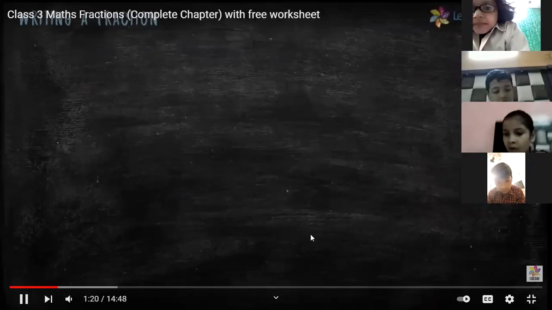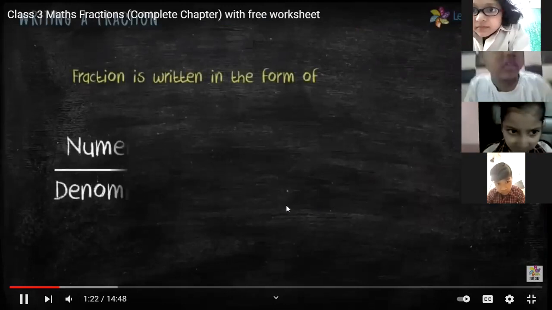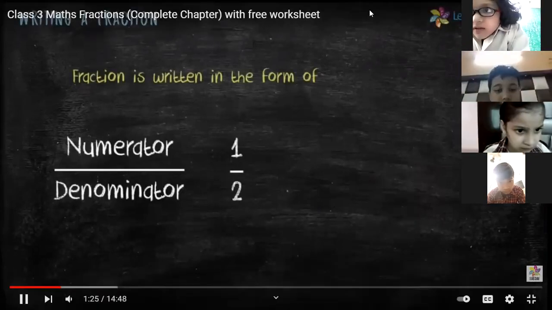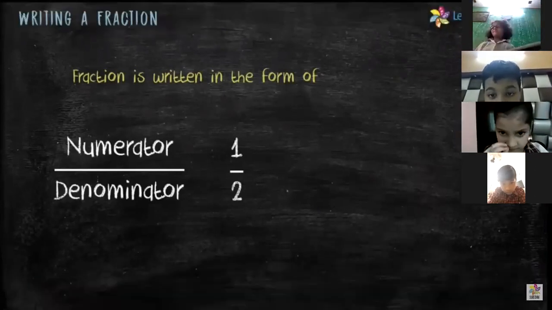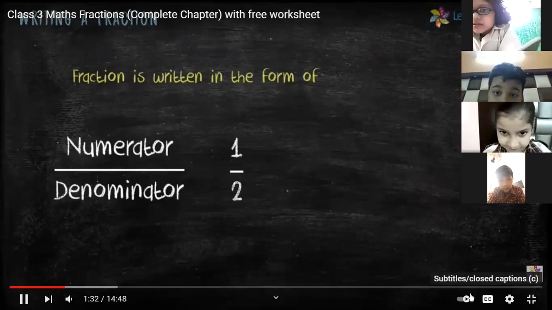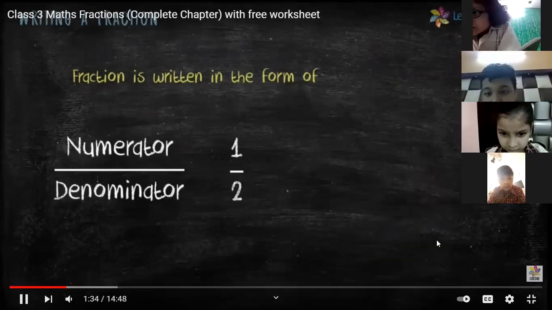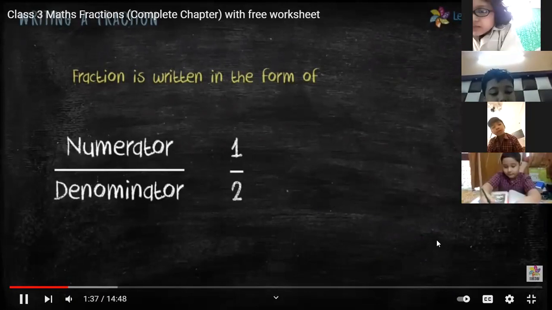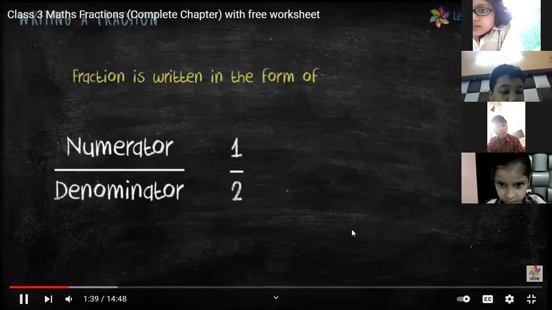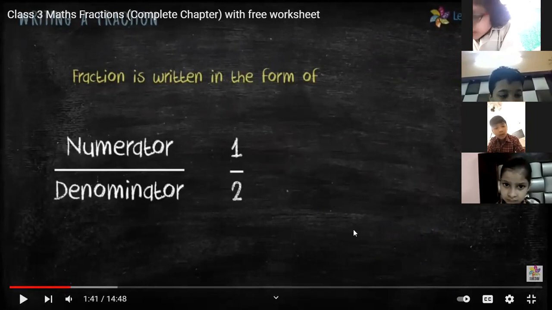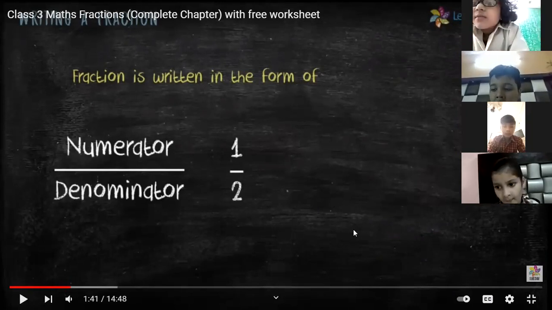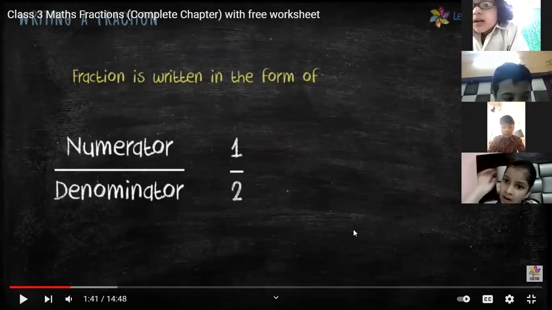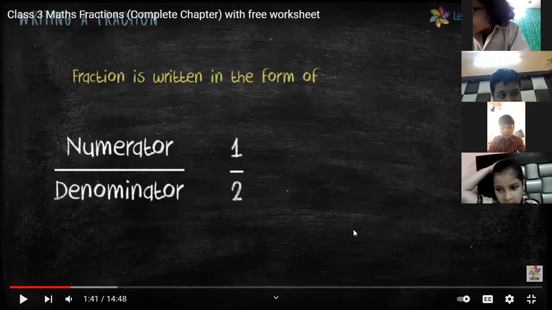Now, let's see how to write a fraction. Fraction is written in the form of numerator by denominator or numerator upon denominator. For example, fraction 1 by 2. Here, denominator is 2 and numerator is 1. So beta, we are going to write down the fraction in the n by d form, meaning numerator divided by the denominator.